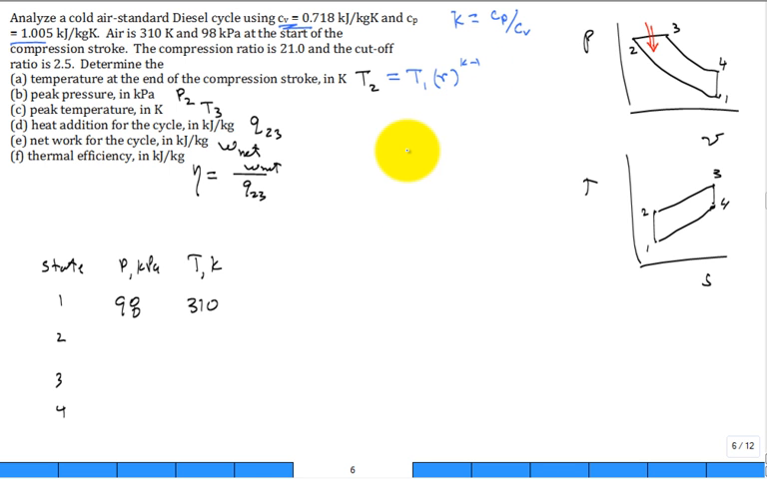All right. And then how about the pressure at state 2? Would that be P1 times the compression ratio to the K? And so you start filling these in as you go through the system. Once I know P2, I know P3. It's the same. But how do I get T3? How do I get this temperature at state 3 at the end of the constant pressure heat addition?